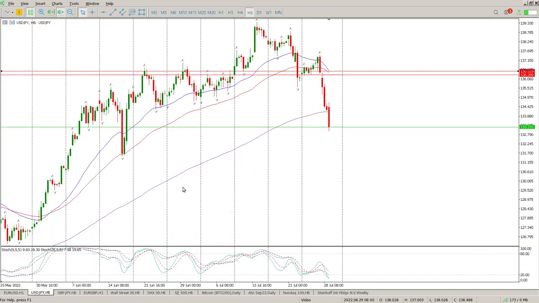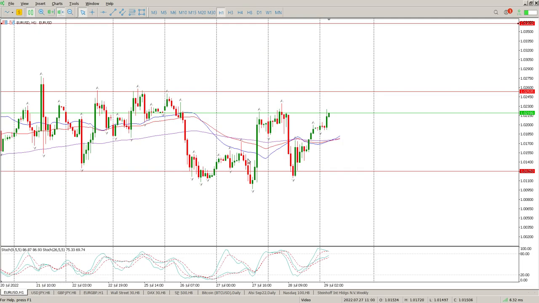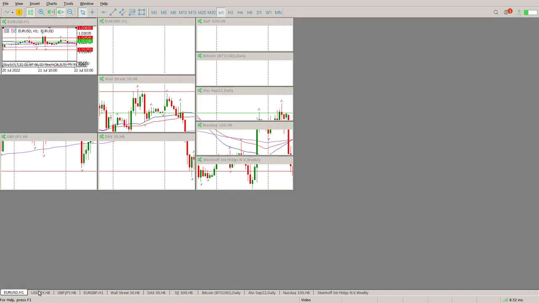Moving on to US dollar Japanese yen. I was waiting for a retest of this gap here, or close of the gap, and that never happened. And we've been one-way traffic to the downside. So this is an indication of dollar weakness coming in. So that's why we're looking at Euro USD for a break to the upside.